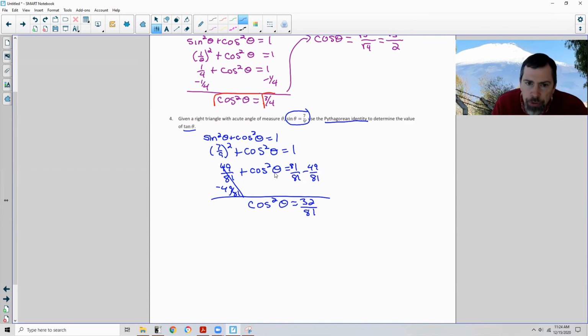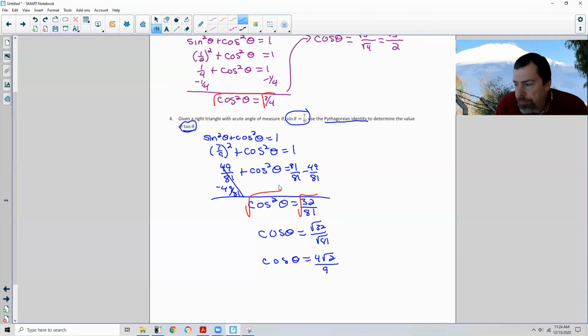So when I take the square root of both sides, I always like doing this in a different color so you see, so I don't have to rewrite the whole thing. That is going to leave us with cosine theta equals the square root of 32 over the square root of 81. So the cosine theta equals, and the square root of 32 is 4 square root 2. I remember that from this lesson. 16 times 2, 16 is a perfect square. And the square root of 81 is 9. It did not ask for cosine, it asked for tangent.